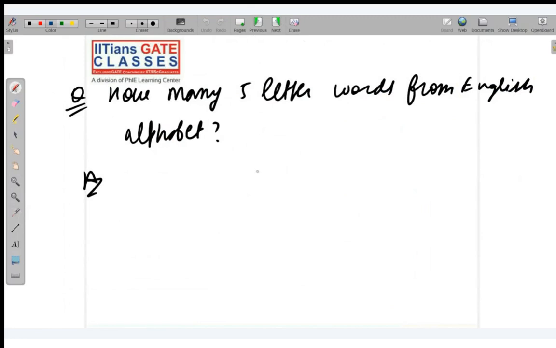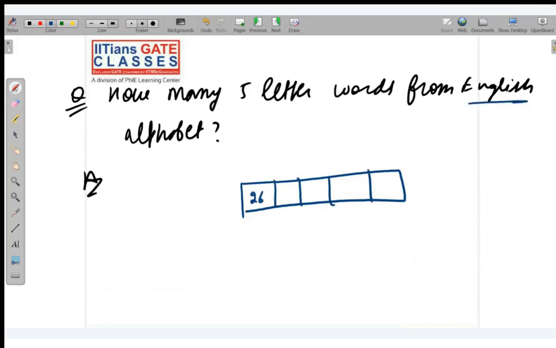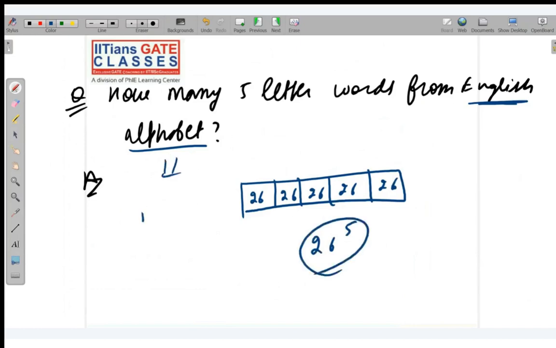So now what should we do? This is clearly an unlimited repetition kind of thing, because from the English alphabet I can repeat the letters. So 5 letters: 1, 2, 3, 4, 5. First place, 26 letters, so 26 choices at the first place, then 26, then 26, then 26, then 26 because of repetition. So all will be multiplied. So what is the answer? 26 power 5.